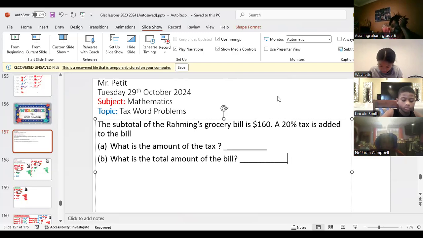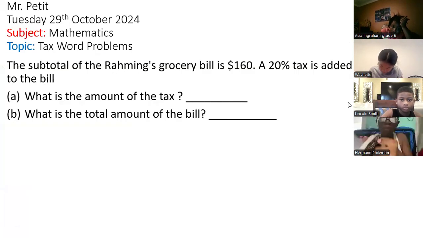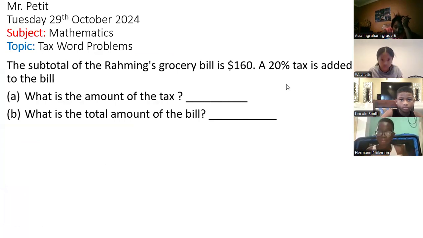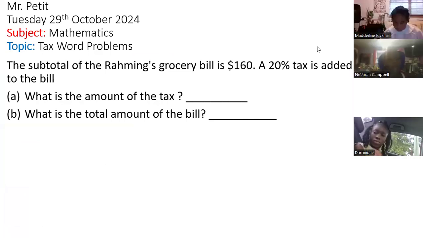Okay, go ahead, Najara, can you read this question? When we're doing this, to find B, we have to add this time. You understand? The subtotal of the Ramin's grocery bill is $160. A 20% tax is added to the bill. A. What is the amount of the tax? B. What is the total amount of the bill?